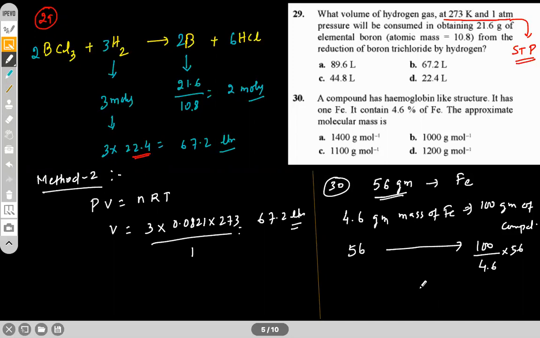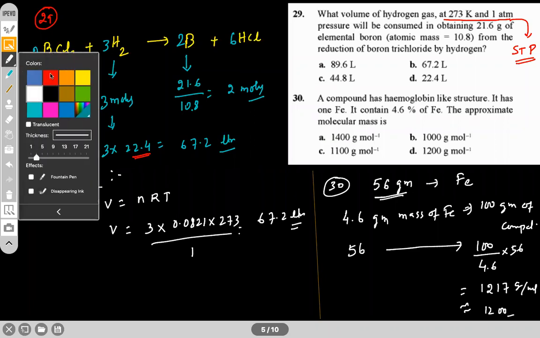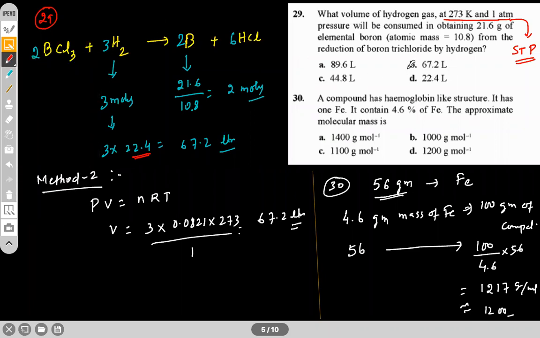Now when you solve this, you'll get 5600 by 4.6, and that is approximately 1217 gram per mole. So the answer is approximately 1200 as per the option given. The nearest possible answer is option D. Hence the answer for these two questions is option B for the first one and option D for this one.